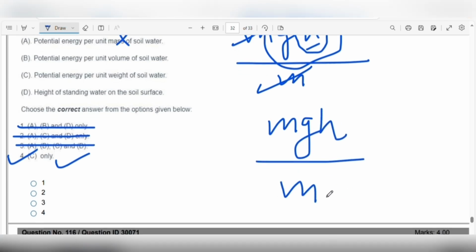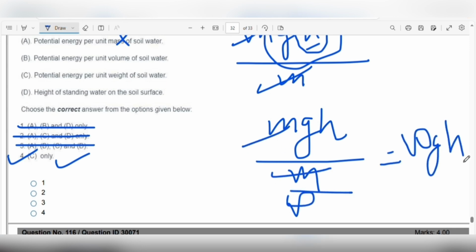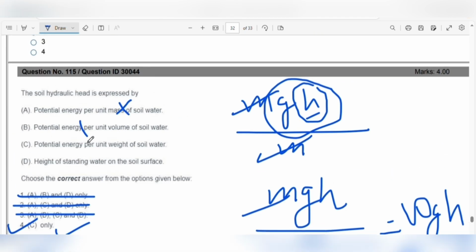The volume will be mass into, I'm sorry, density is equal to mass by volume. So volume is equal to mass by density. All right. So mass by density means m by rho. This m and m will get cancelled and it will be rho into g into h. This is not the hydraulic head. So this is also gone.